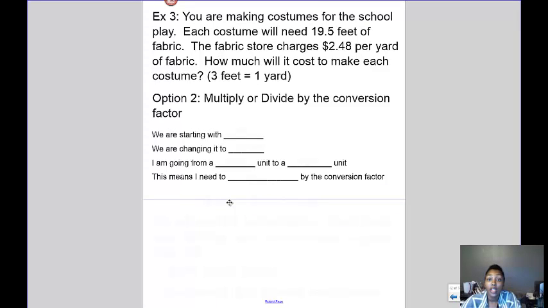Example 3, you're making costumes for the school play. Each costume will need 19.5 feet of fabric. The fabric store charges $2.48 per yard of fabric. How much will it cost to make each costume, knowing that 3 feet equals 1 yard?